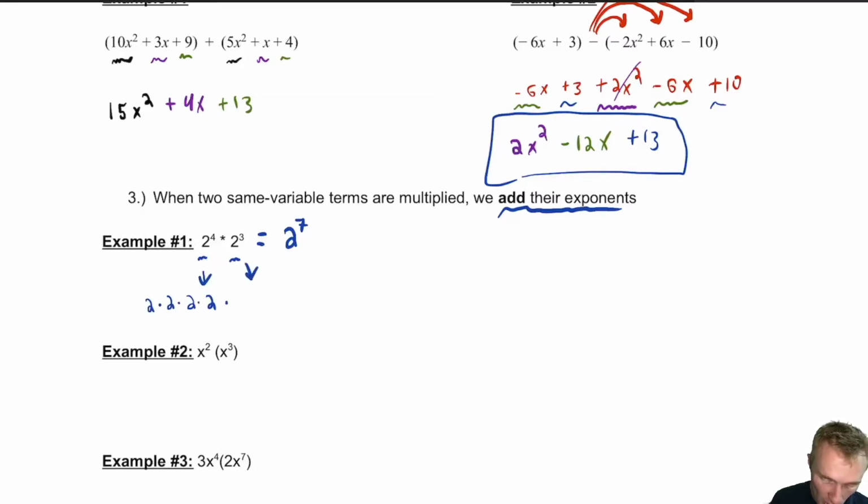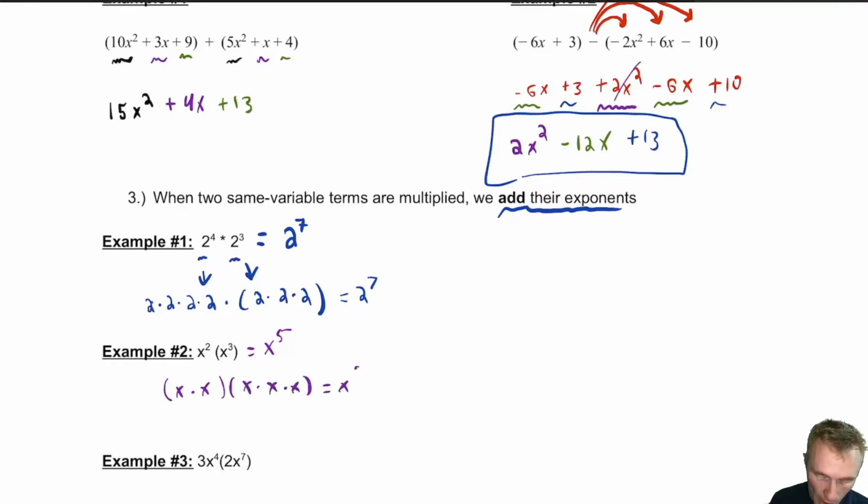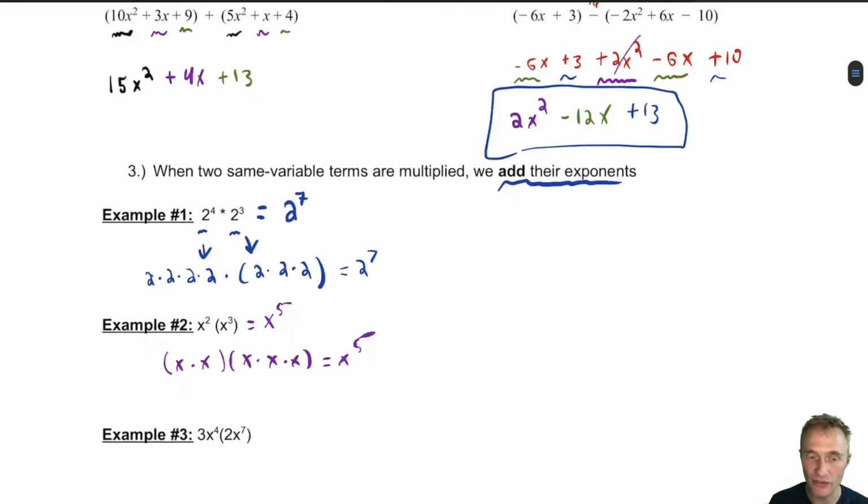And we are multiplying that by 3 more 2's, from 2 to the third. If you count all those 2's, 1, 2, 3, 4, 5, 6, 7, we have 7 of them. So the same idea applies for variables. x squared times x to the third is x to the fifth. We would have x times x, that's your x squared, times x times x times x, that's your x to the third. All together, they make x to the fifth.